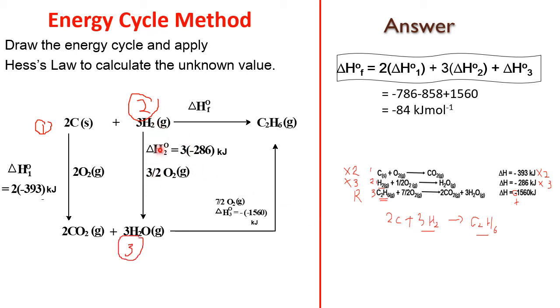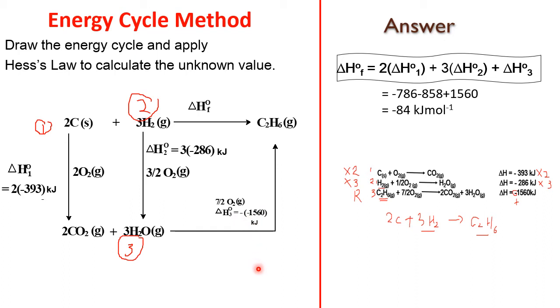The second equation is 3 hydrogen react with 3/2 oxygen and then produce 3 water. So this is the second equation. That's why the first equation times 2, because from 1 mole change to 2 mole, times 2. And this one from 1 mole change to 3 mole, that's why I need to times 3. And this one is reversed, that's why negative becomes positive.